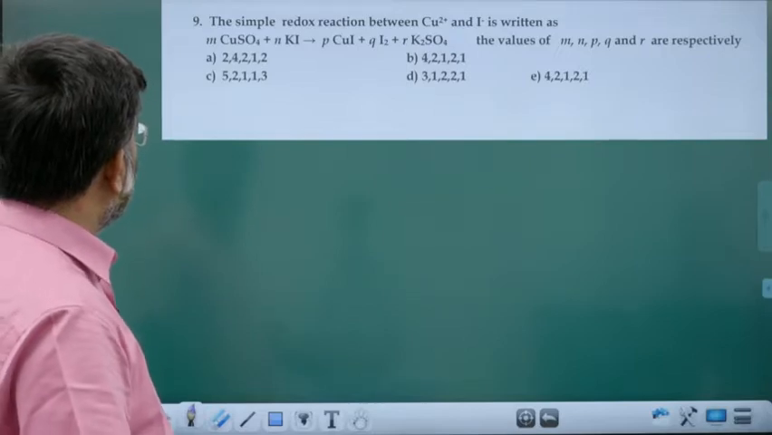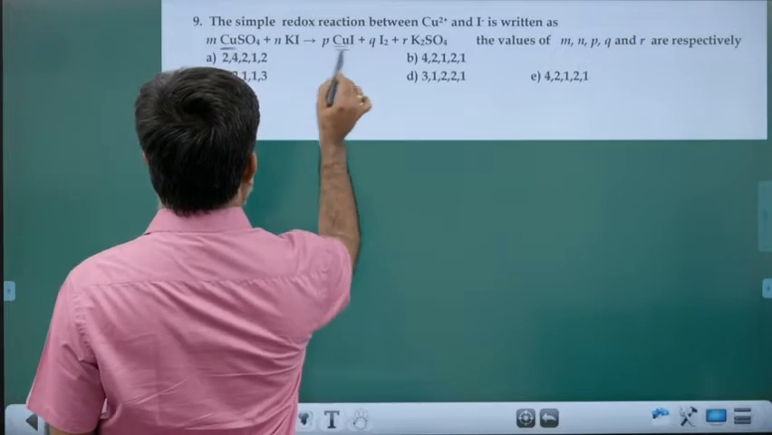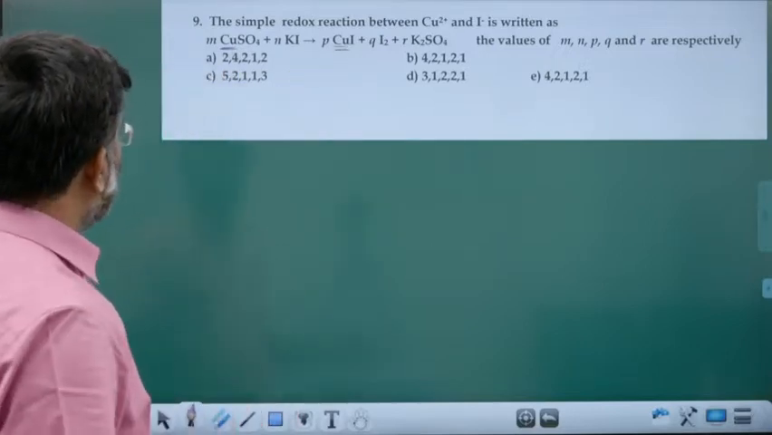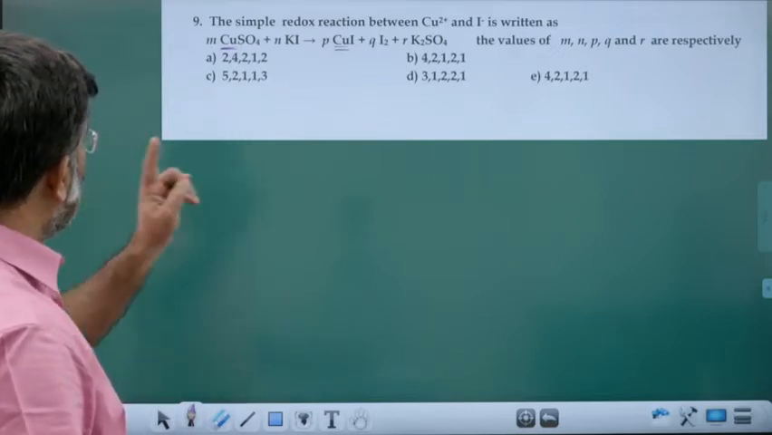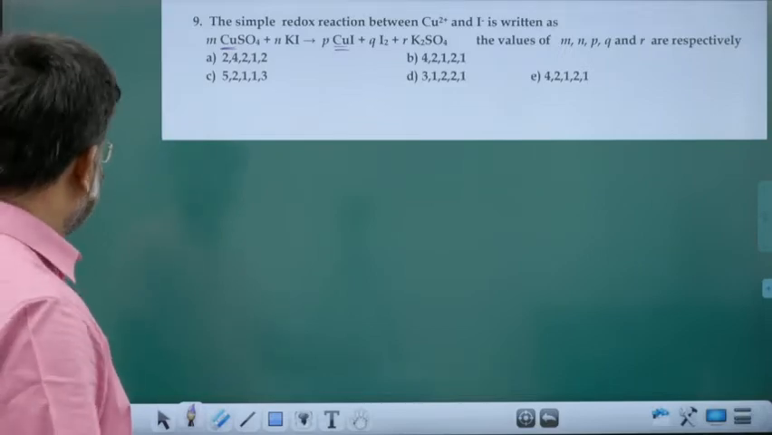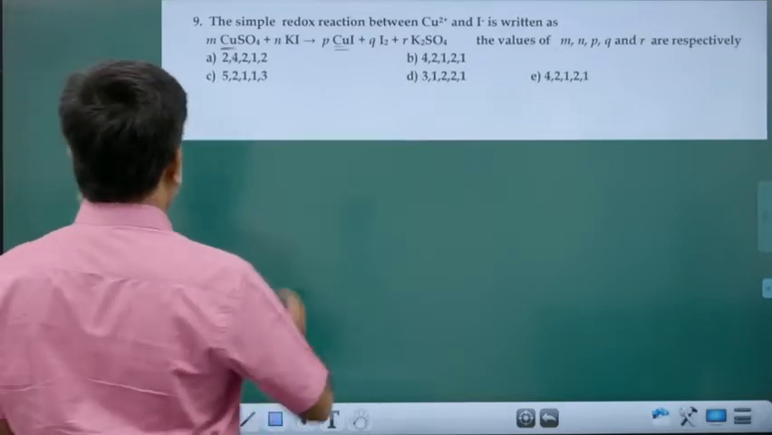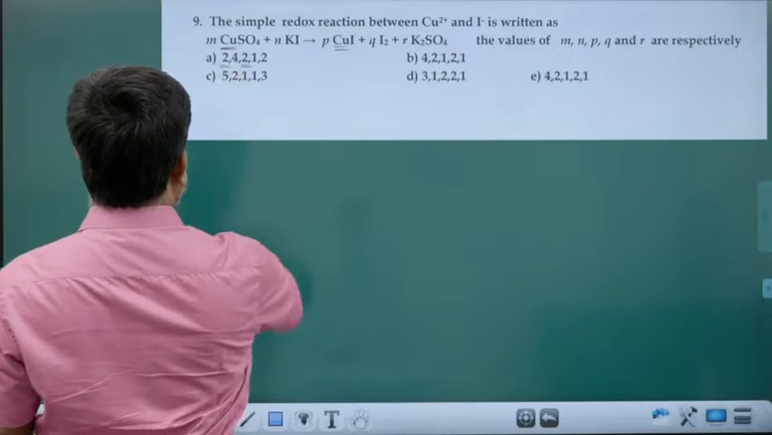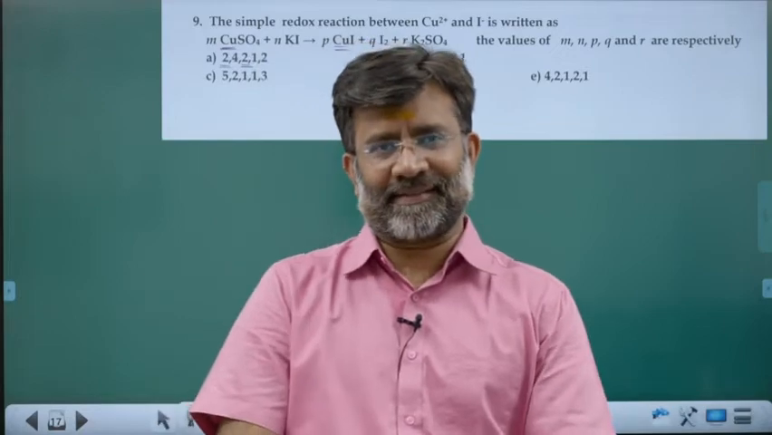The number of copper atoms should be equal. That means M should be equal to P. M and P must be equal, and that is happening in only one choice. I'm just telling you one simple way to identify the answer.